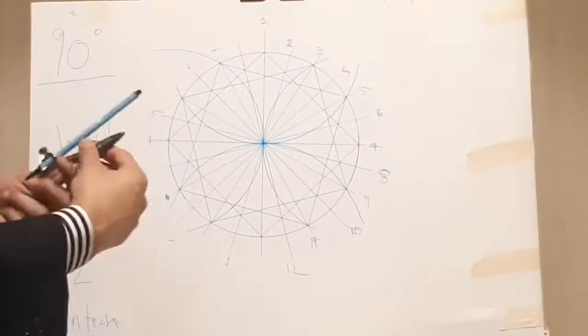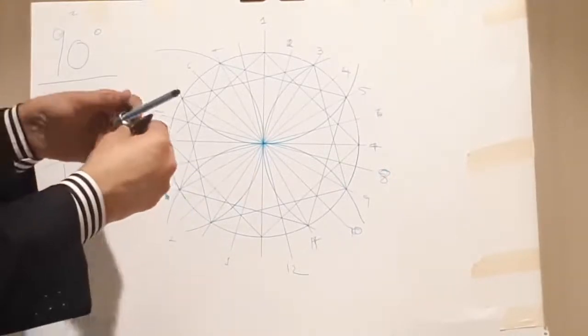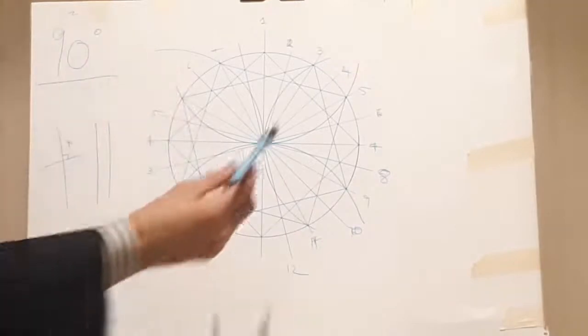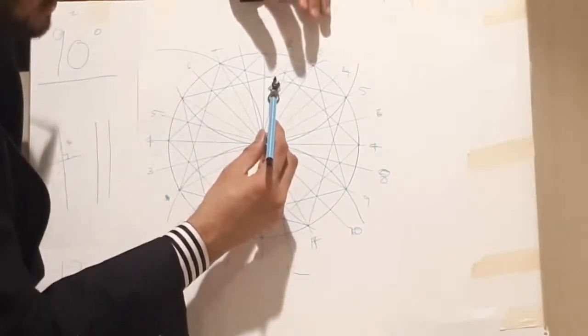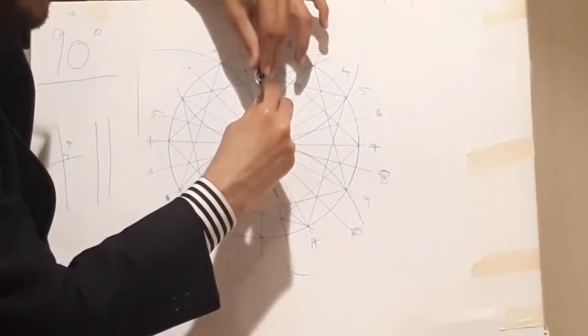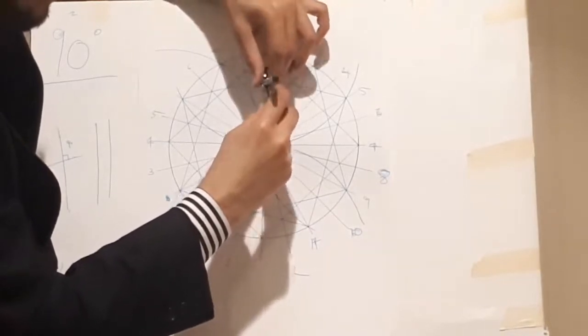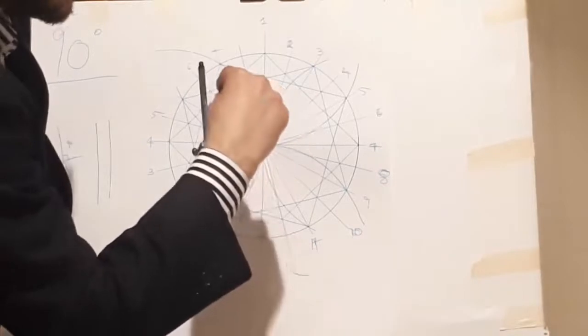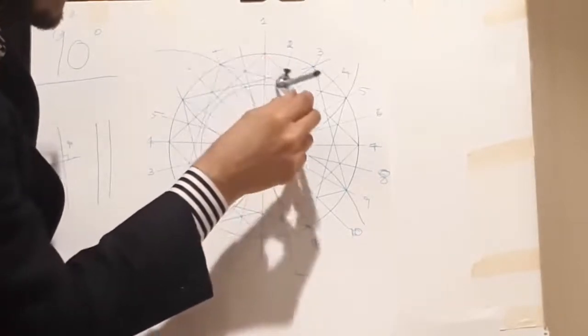So as I was saying, we have to draw one more circle, an inner circle. You will place your needle in the origin, and then you will draw a circle which will be inside.